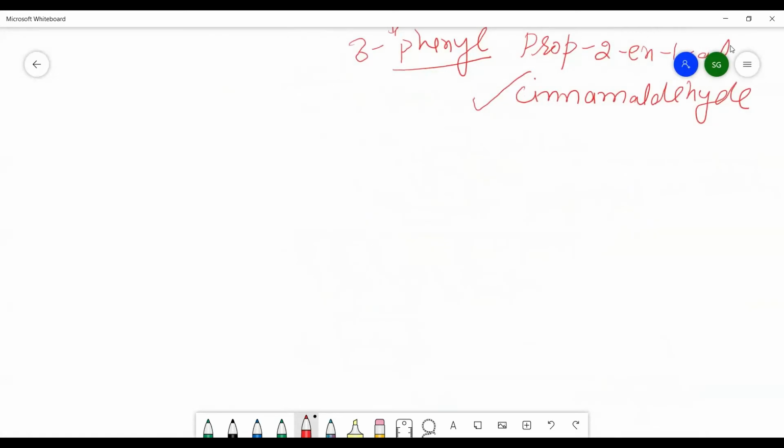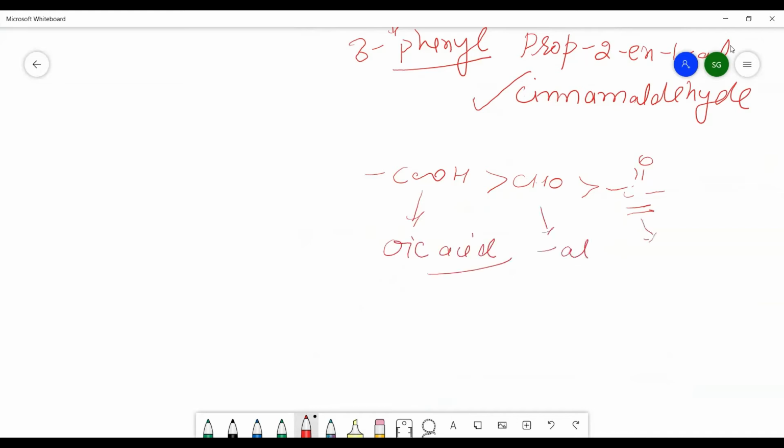Now, when you see the priority order, if you take aldehyde, ketone and carboxylic acid, then carboxylic acid comes first, and then CHO, and then the ketonic group. In that case the suffix will be oic acid. Here it will be al. Here it will be one.